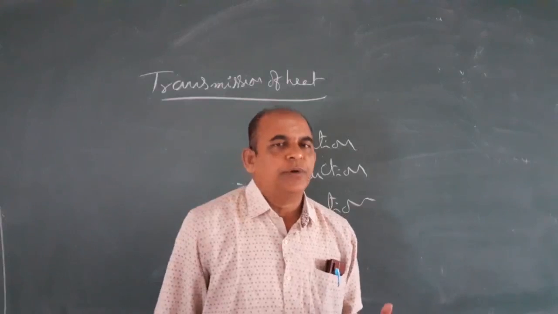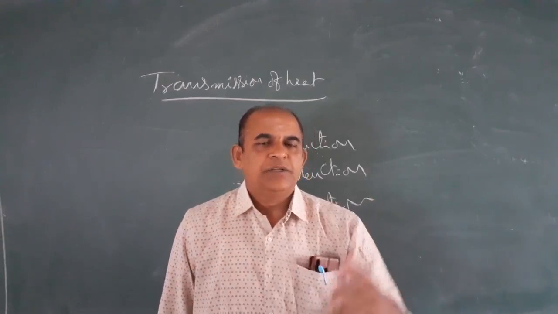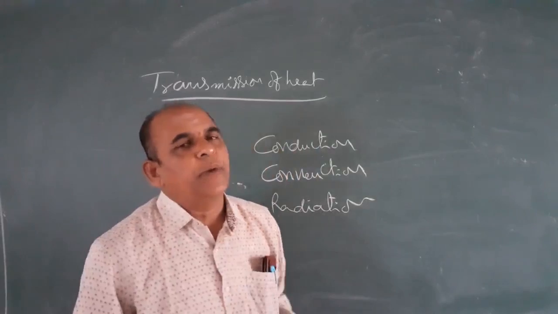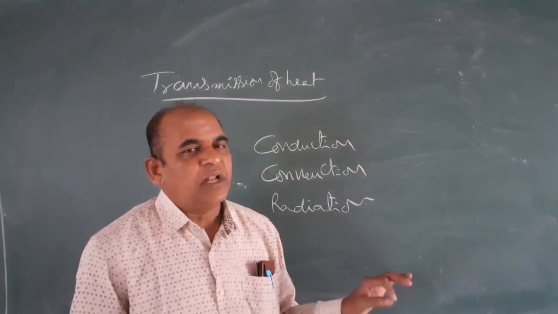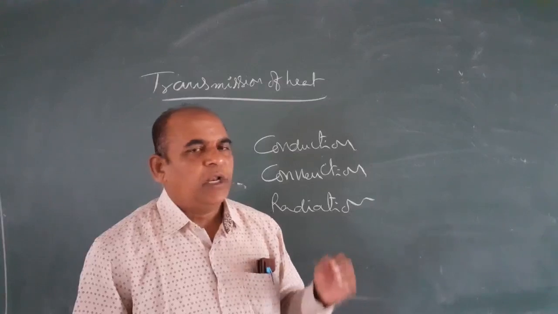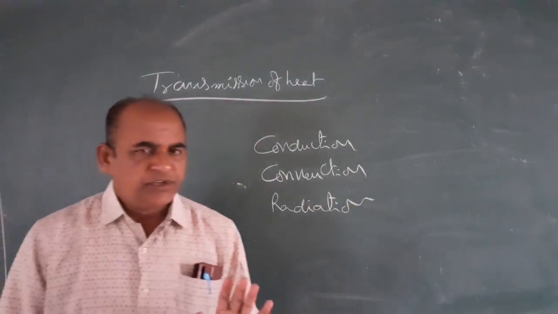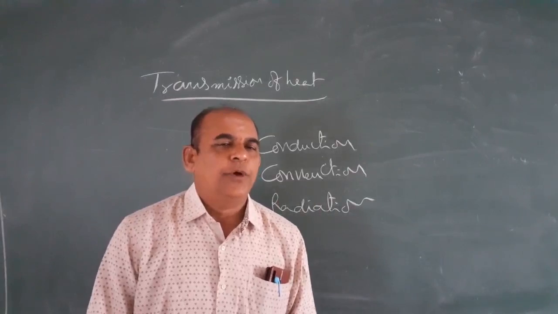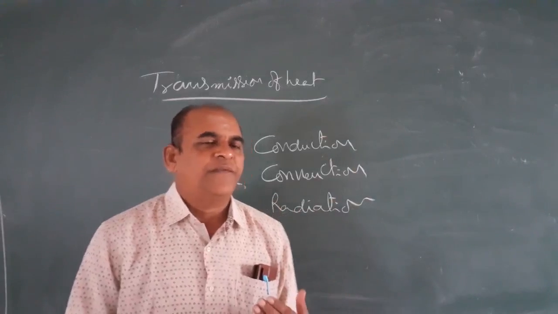Or in a room, if we keep a room heater, hot air moves to one side, cold air again reaches that heater and again becomes hot. Like that, air particles are moving. That process is called convection. And radiation means the transmission of heat without any material medium. Without any material medium, heat transfers. That is called radiation. Even if the medium is there, the temperature of the medium does not rise during the radiation process. Example, heat transfer from sun to earth.